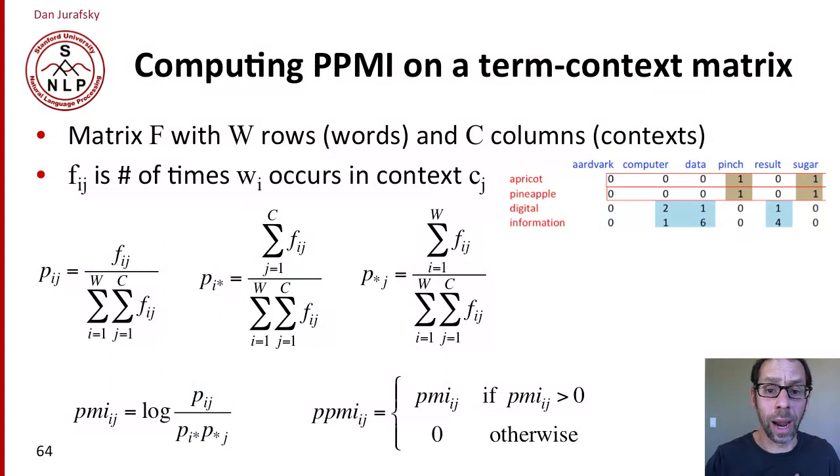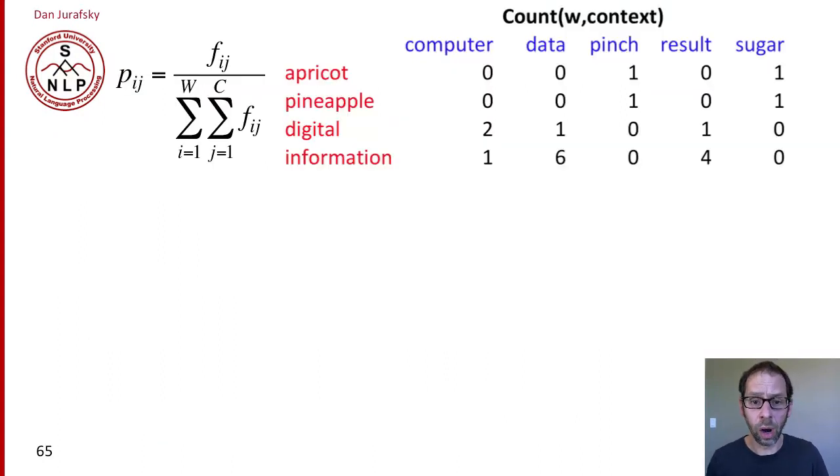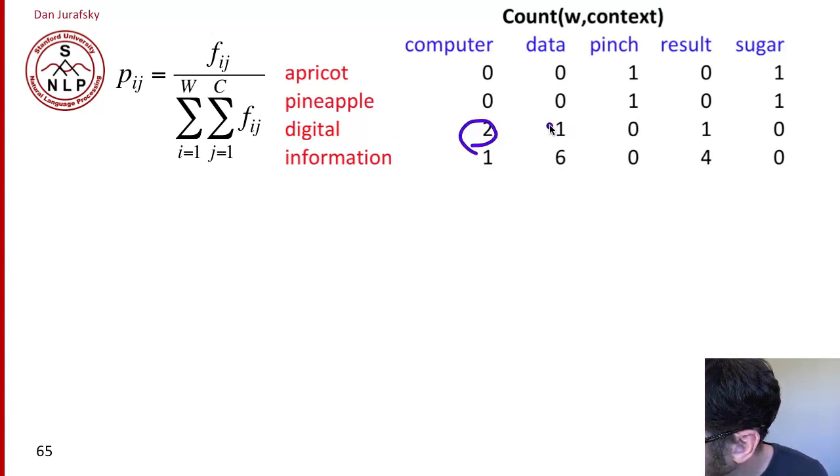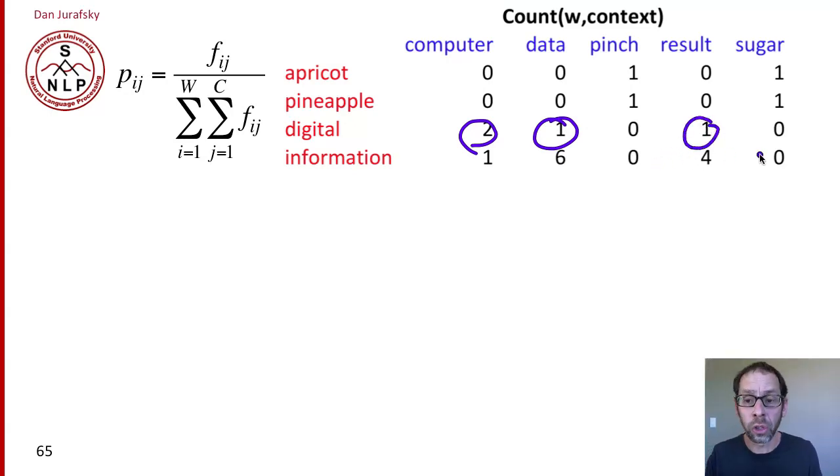So let's see how that works in practice. I made a simpler little matrix of counts here for working through our example. The word digital occurs in the context computer twice, in the context data once, in the context result once, and never for pinch or sugar, as we saw before.